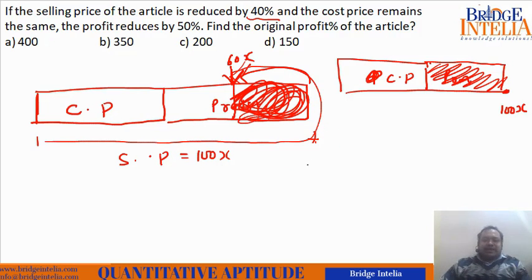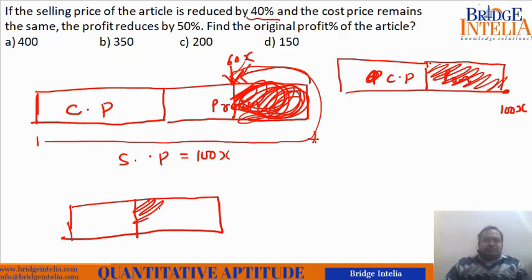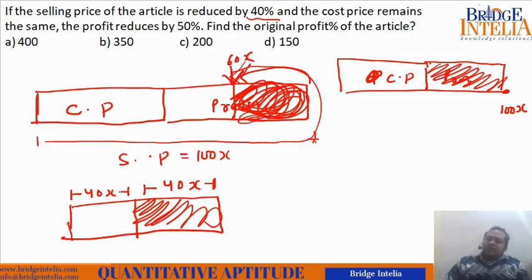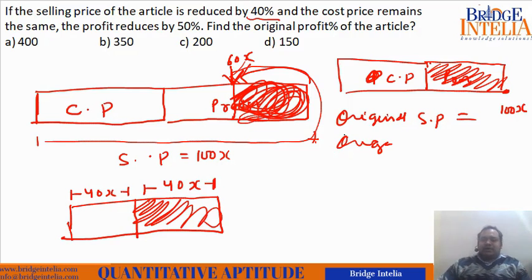Fine. So what can you say? You can observe from this diagram. Earlier this much was profit. Now this profit is halved, so this portion is gone. So this portion is equal to 40x. So earlier the profit must have been equal to 80x, double of it. So original SP, original selling price, 100x, original profit 80x.